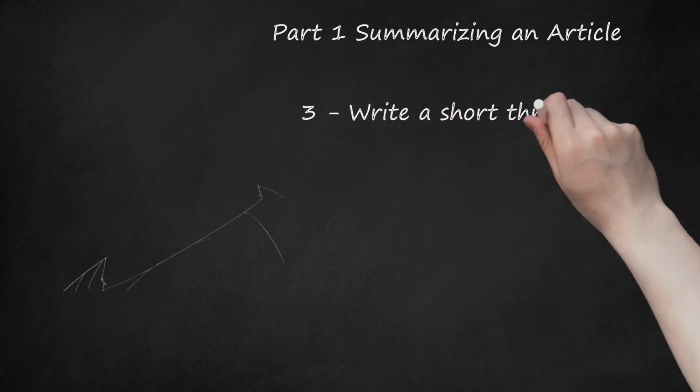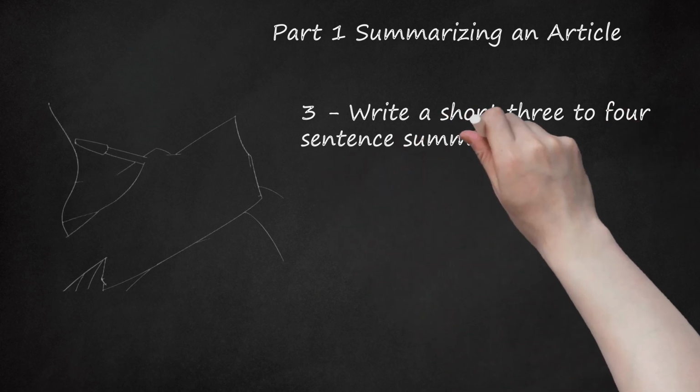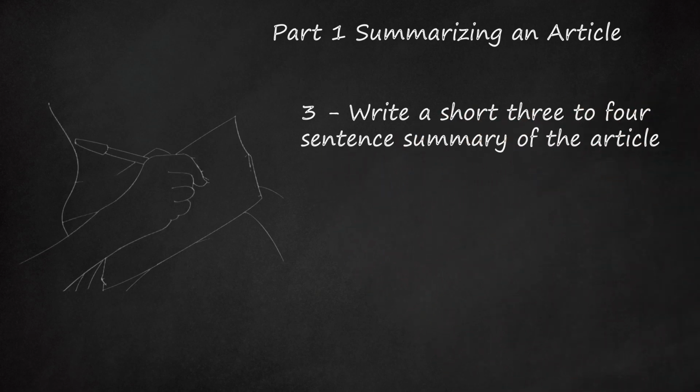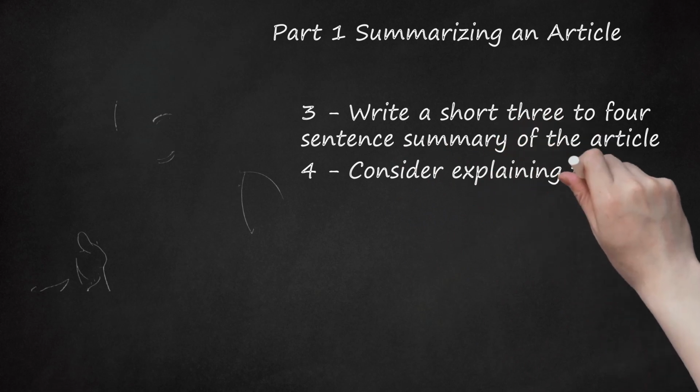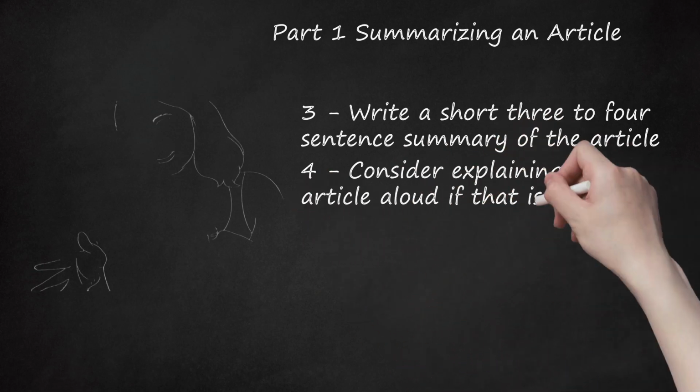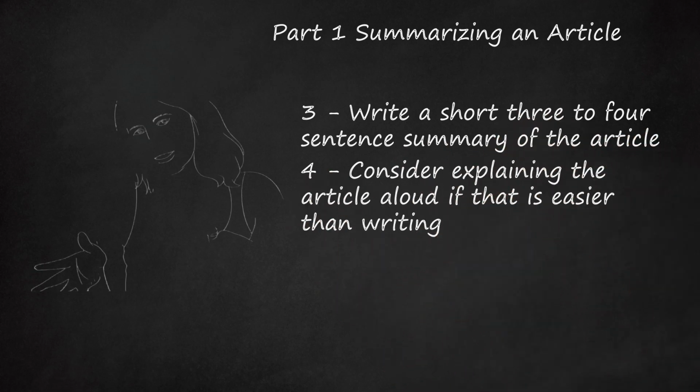3. Write a short 3 to 4 sentence summary of the article. If you are unable to do so, you may need to reread it for content. 4. Consider explaining the article aloud if that is easier than writing. If you can explain the outline and content of the article in non-technical language, you are ready to move on.